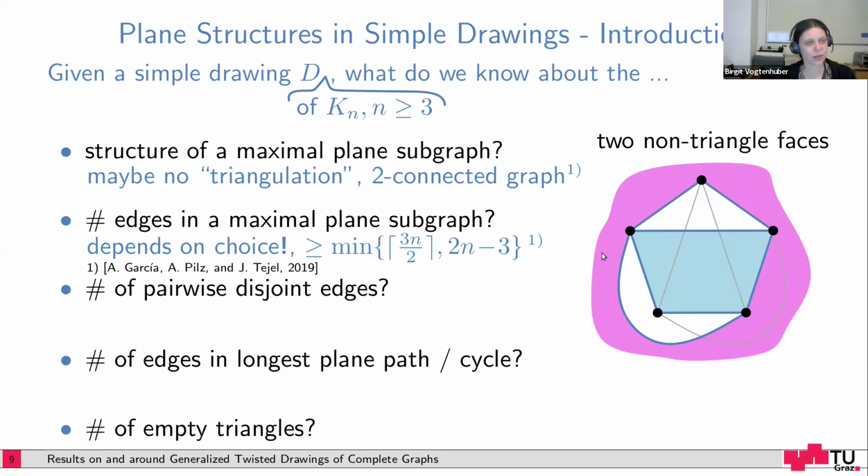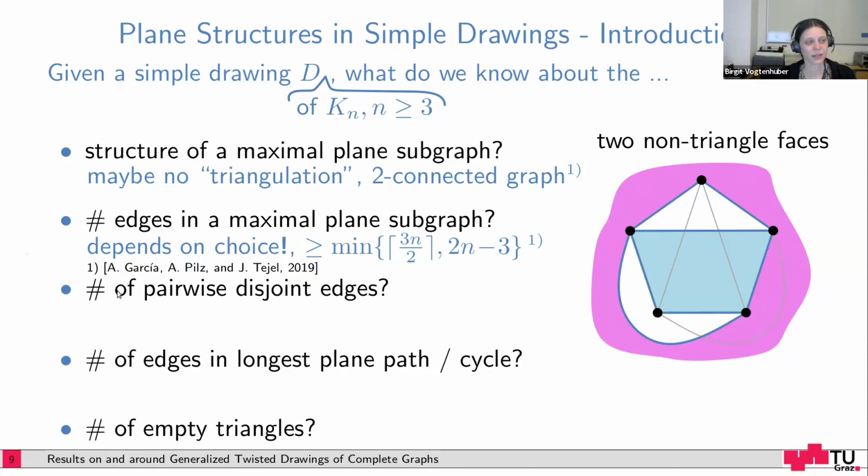So both these bounds here for the number of edges and the fact that it's a two-connected graph are a result of Alfredo, Javier, and Alexander. And they also showed that deciding whether a simple drawing of a complete graph contains a plane subgraph with k edges is NP hard, one of the very few results of hardness on complete graphs. Okay, so that's quite different from straight line drawings.